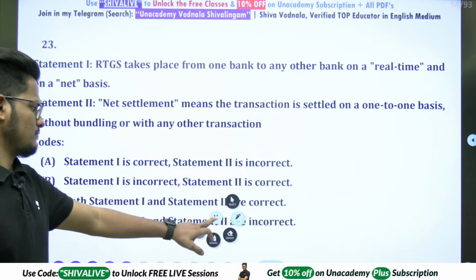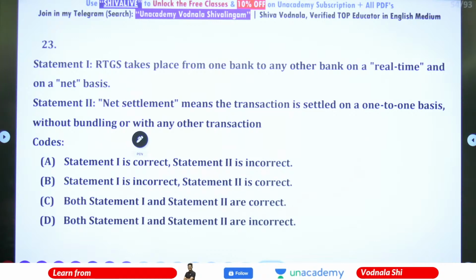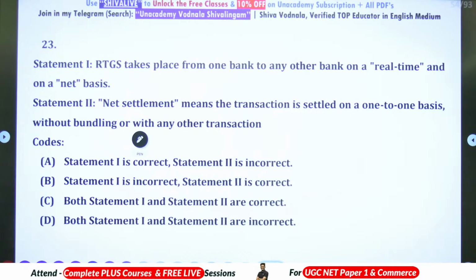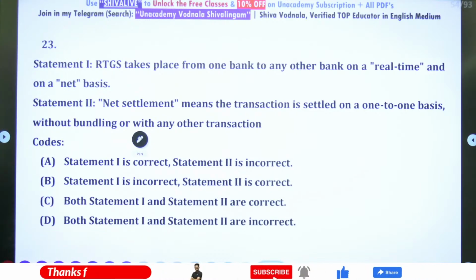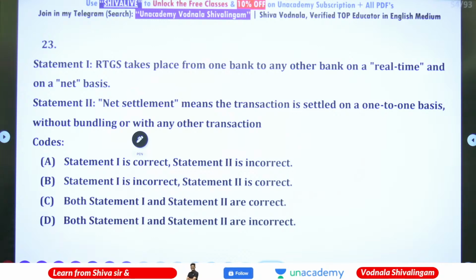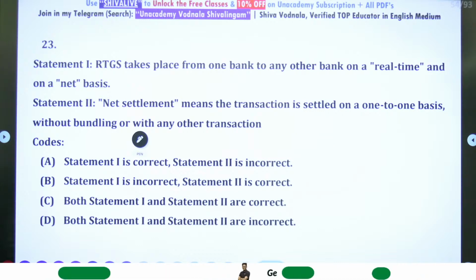Next. RTGS takes place from one bank to any other bank on real time and on net basis. Net settlement means the transaction is settled on one-to-one basis without bundling or with any other transaction. 2 rupees per page, this is for the sake of application. To get the copies, 2 rupees per page you need to pay. So option D is the given answer. Both are incorrect statements. Why are both incorrect?